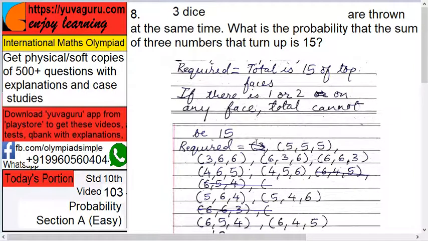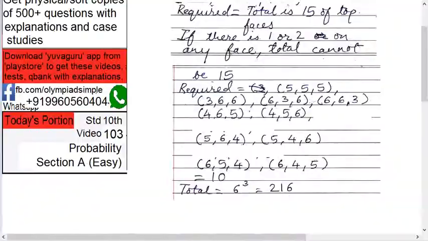So the required is what? What is the combination required? So we'll consider what combinations are possible. See here, the first easiest combination is 5, 5, 5 on all, right? That is number 1.